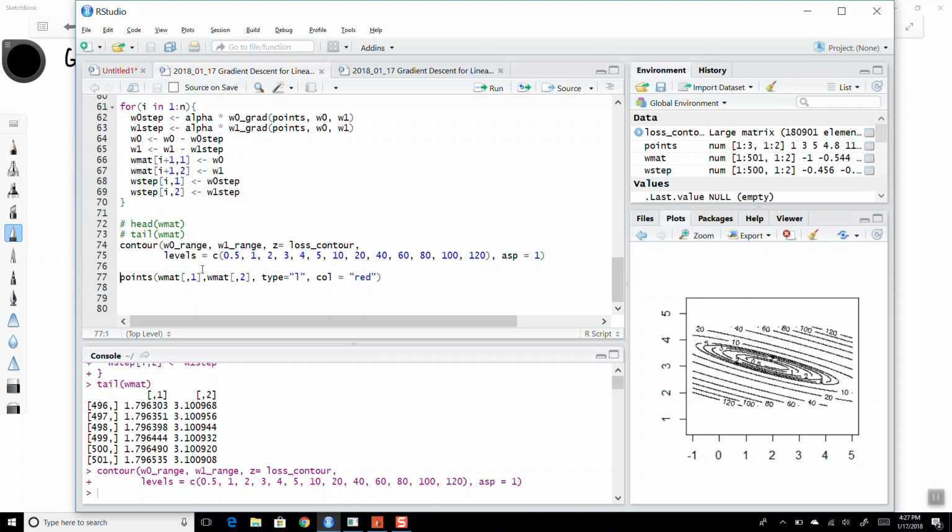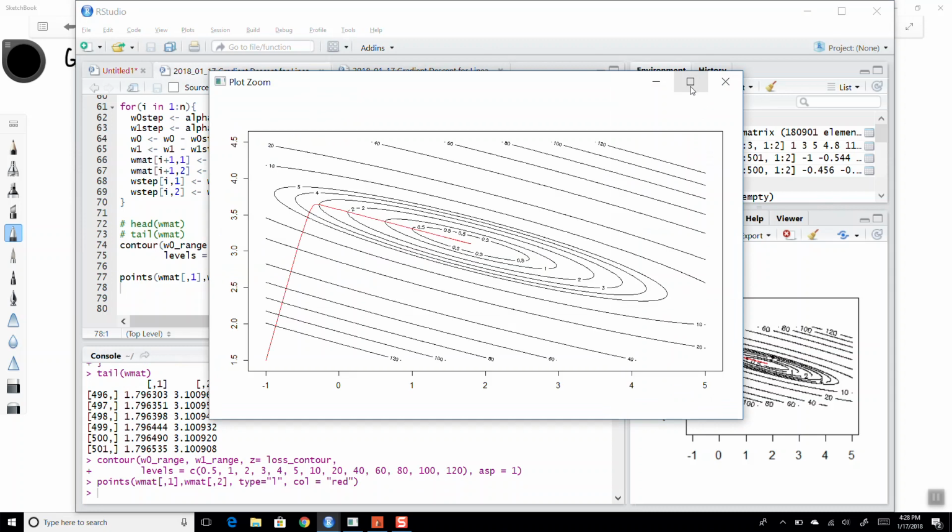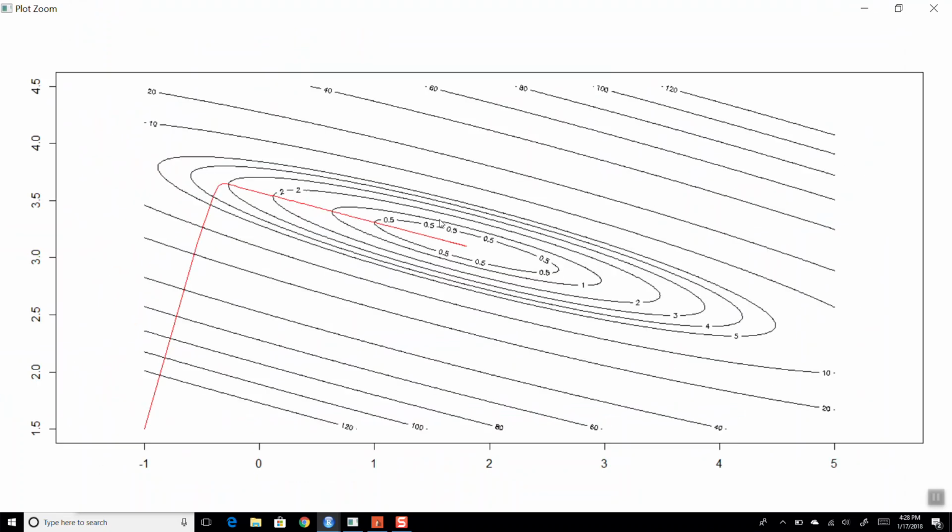So here's our contour, and then let's add the trace. All we're doing is we started off at -1, 1.5, and then we just took steps. At each point we can see the step is perpendicular to the contour lines. Right around here is when we start to make a turn, and then it converges or gets very close to where the minimum is.